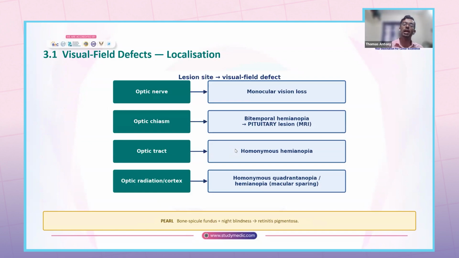So what is the structure there? We have a pituitary. So it would be an enlargement of the pituitary gland, it would be an adenoma. You have to get an MRI. If it is an optic tract, then you will get a homonymous hemianopia. If it is optic radiation or cortex, then you have homonymous quadrantanopia, or hemianopia, depending on the lesion.